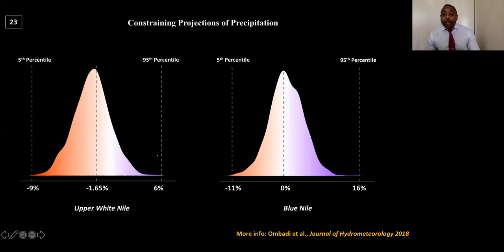On the other hand, if you look at the Blue Nile, you will see that the distribution is centered around 0%, and there is really a considerable and wide uncertainty. So at a 90% confidence interval, we can see anything from an 11% decrease to 16% increase in annual precipitation. So we really argue here that this type of analysis is more informative when it comes to decision-making rather than just taking the ensemble mean of like 20 or 25 climate models.